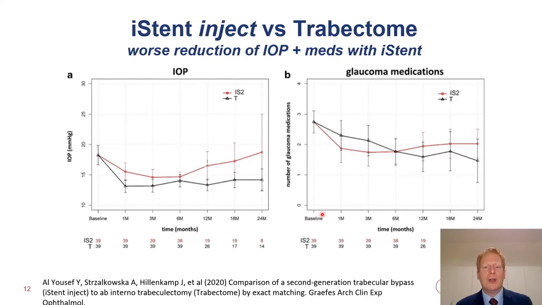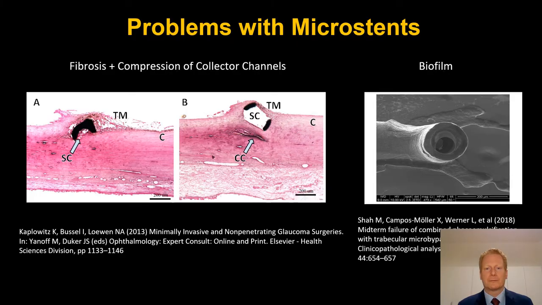This holds true also for the iStent inject. Here, this is unfortunately the red line. This is now the iStent 2. You see an increase in pressure again at around 6 months, while the Trabectome, as we have seen before, remains at a plateau of around 14. The medications here also seem to rebound just a little bit, but they don't rise as much as in the other study, while the medications in Trabectome could be reduced even further.